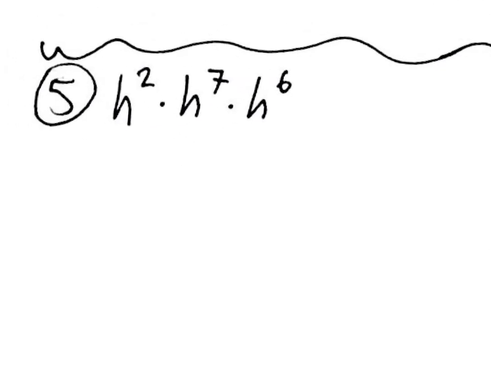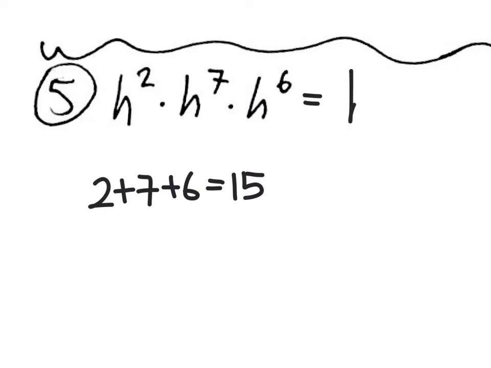Question 5. So this is all multiplication between the bases, h and h and h. So multiply, multiply, multiply means we're going to add the exponents together. And we know that 2 plus 7 plus 6 is 15. So if we were multiplying those all together, we'd get h to the 15th.